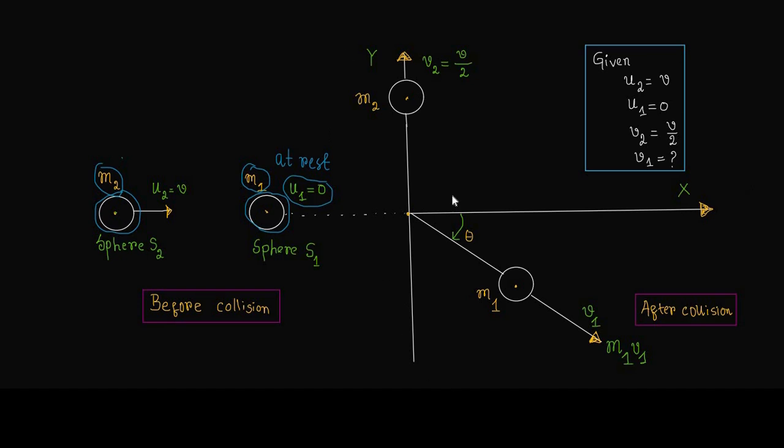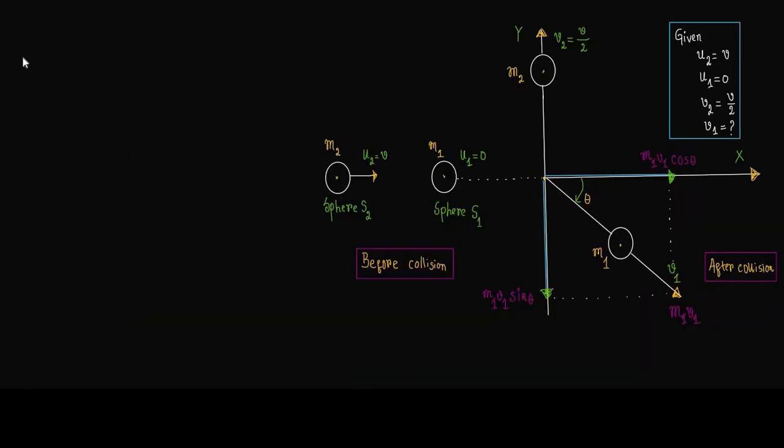And linear momentum of sphere S1 of mass m1 is m1 v1, and we can resolve this linear momentum along x-axis. The component of m1 v1 along x-axis is m1 v1 cos theta. Similarly, the rectangular component of linear momentum m1 v1 along negative y-axis is m1 v1 sin theta.